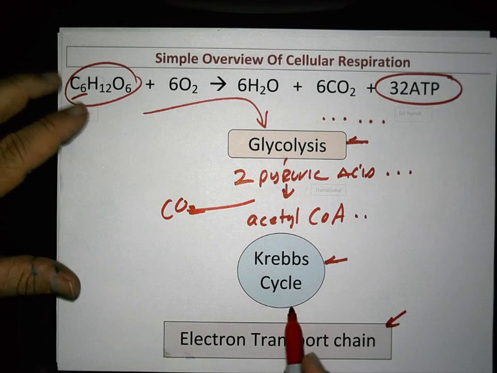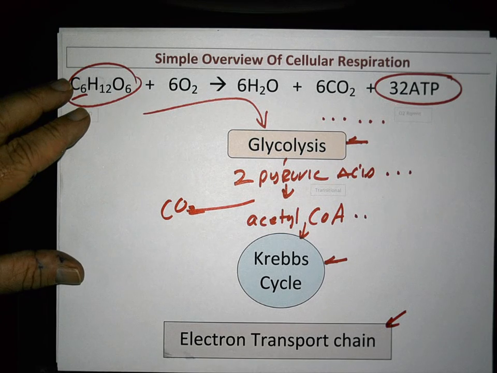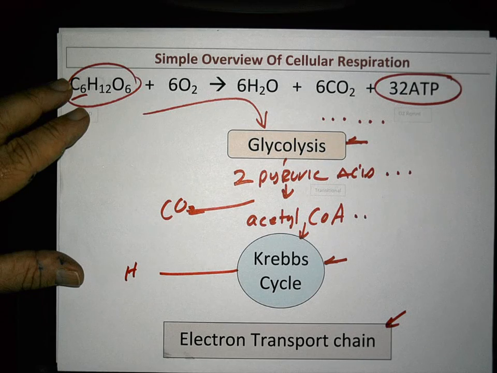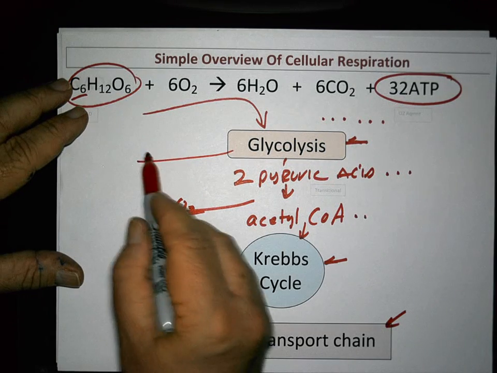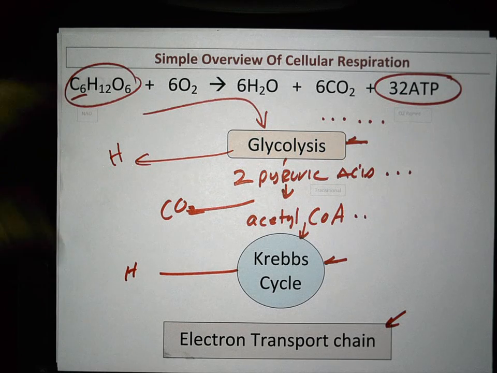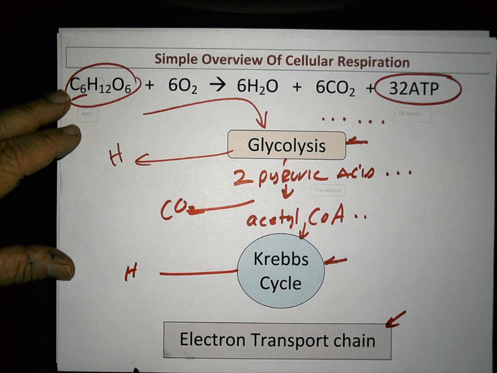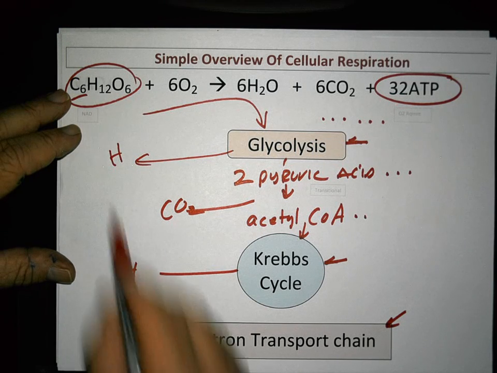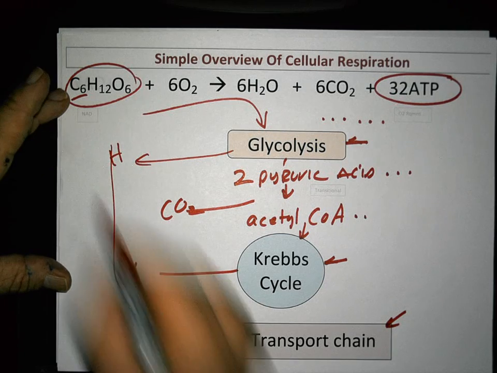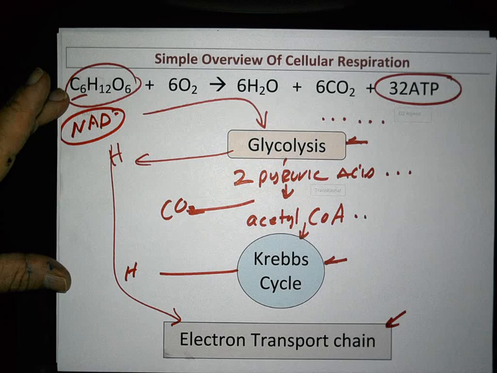The Krebs cycle takes acetyl-CoA and goes through a series of steps and gives us several byproducts. One of the major ones is hydrogen, electrons, and protons. Same as glycolysis, it also gives off hydrogen, electrons, and protons. These hydrogen atoms, protons, and electrons are harvested and brought to the electron transport chain where they're released. NAD is the electron carrier which does that. We'll explain how that works in a second.